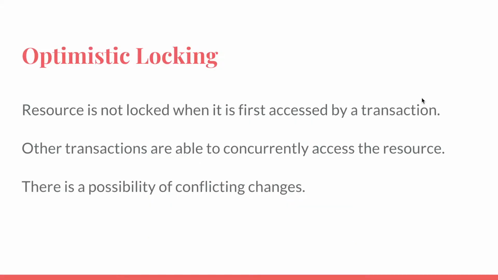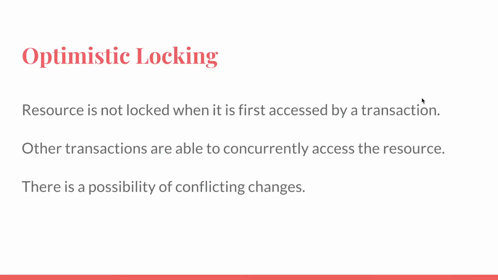So what is optimistic locking? Transaction isolation is usually implemented by locking whatever is accessed in a transaction. However, with optimistic locking, a resource is not actually locked when it's first accessed by a transaction. Other transactions are able to concurrently access the resource, and hence, there's a possibility of conflicting changes.